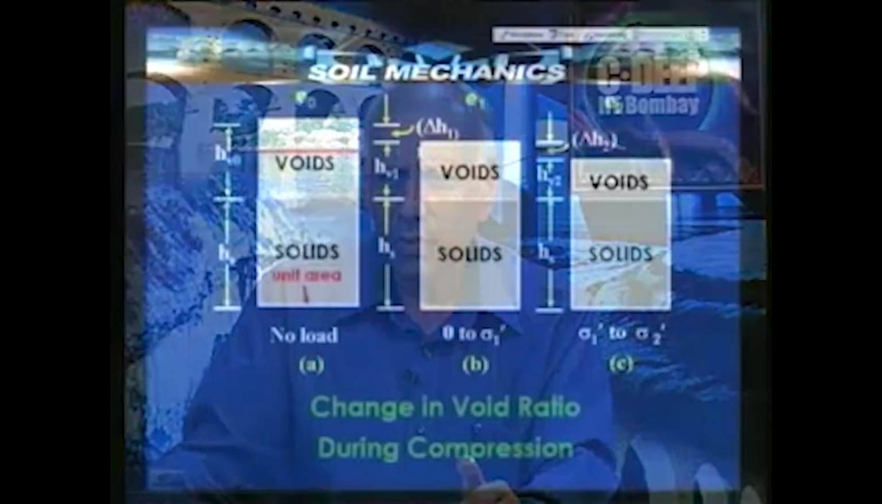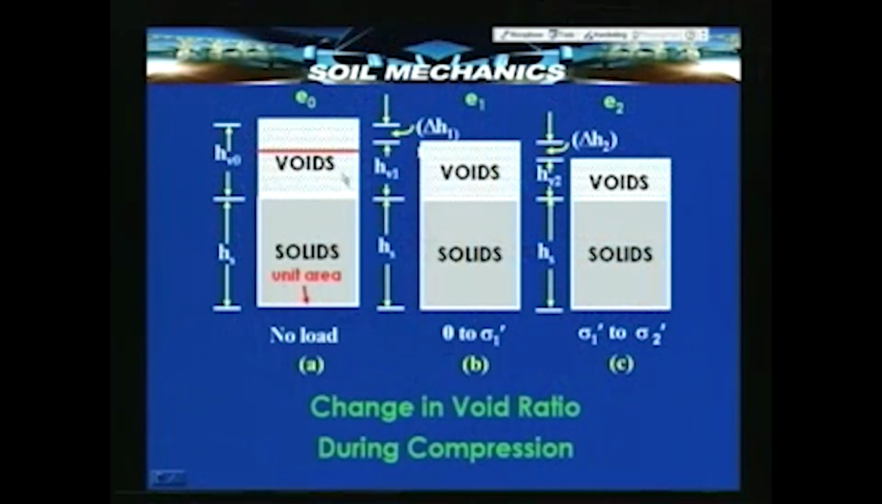Take the first diagram once again. Now, I am calling solids H_s as before. I am calling the initial state of the voids H_v0, 0th state. The red line here in the first diagram represents the subdivision within the voids, that is water and air.